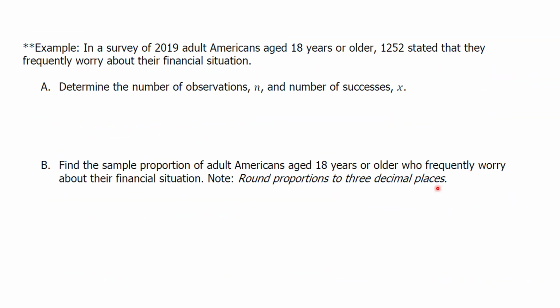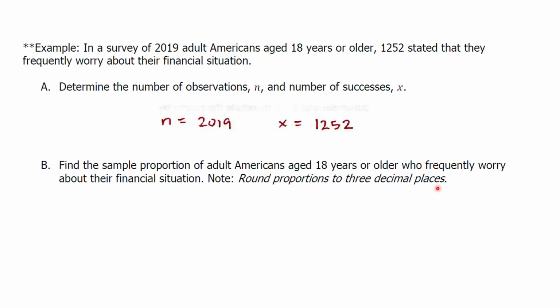So let's do an example. In a survey of 2019 adult Americans aged 18 years or older, 1,252 stated that they frequently worry about their financial situation. Part A is asking us to determine the number of observations n and number of successes x. So n would be the 2019 adult Americans. That's the number of people that were surveyed. And then x would be the 1,252 that stated that they frequently worry about their financial situation.